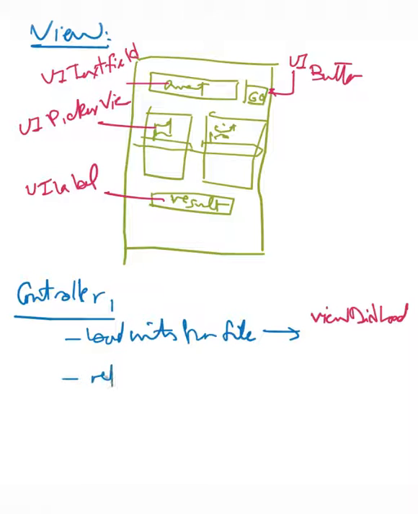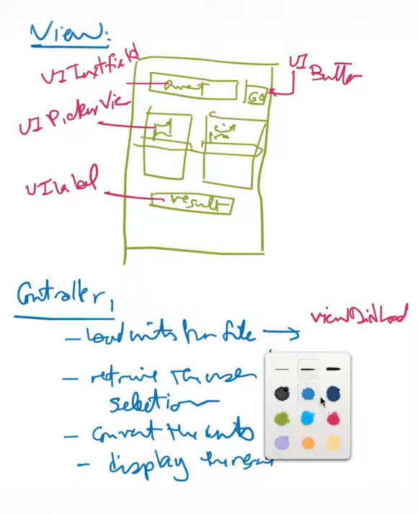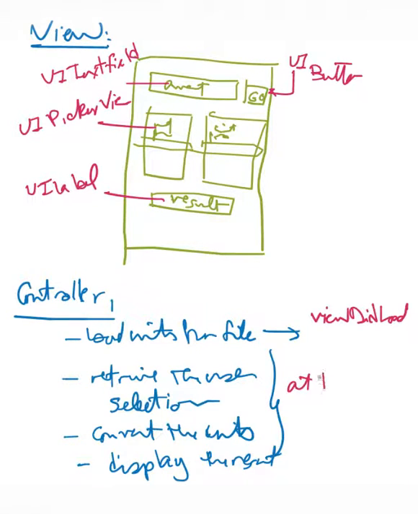Then it needs to retrieve the user selections. The user will make three selections: they will enter the amount, they will choose the unit from, they will choose the unit to, and then they will hit go. When they hit go, the controller will retrieve the selections, convert the units, and display the result. And when would the controller do all of this? It will do it at the user event, and we'll start with the user event in the button.